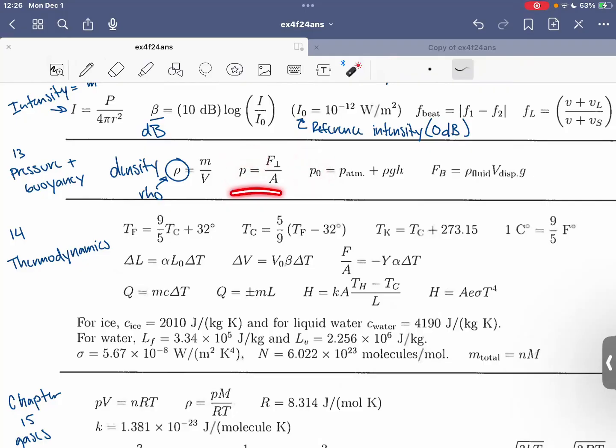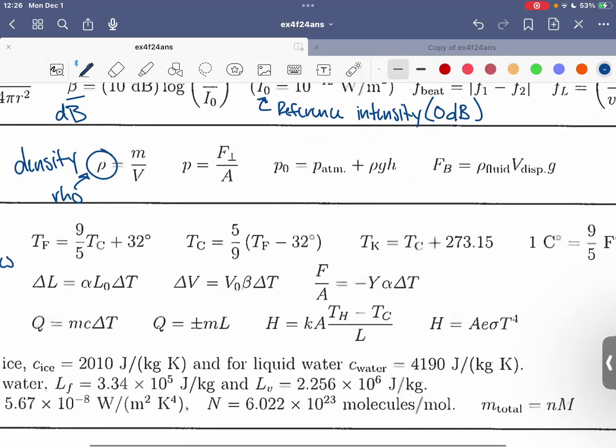So this equation is just saying pressure is equal to force perpendicular over area. I think that one's pretty self-intuitive. And then we have this one right here, which is pressure is equal to, this is atmospheric pressure, plus density times gravity times height.